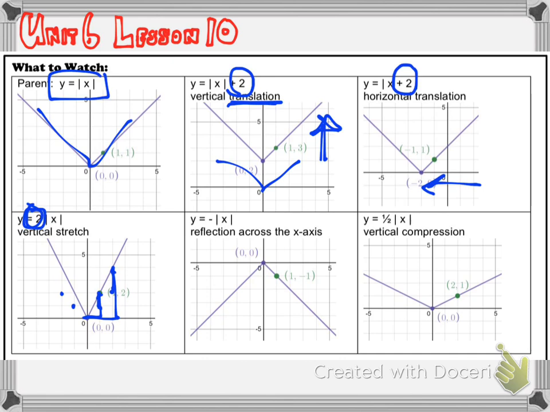A negative out front is going to flip the graph. And then here, if we multiply by a number less than 1, it actually vertically compresses it.